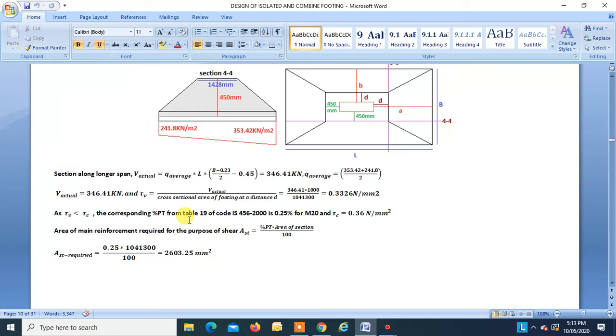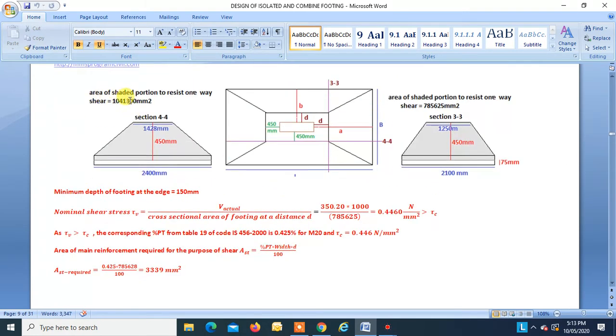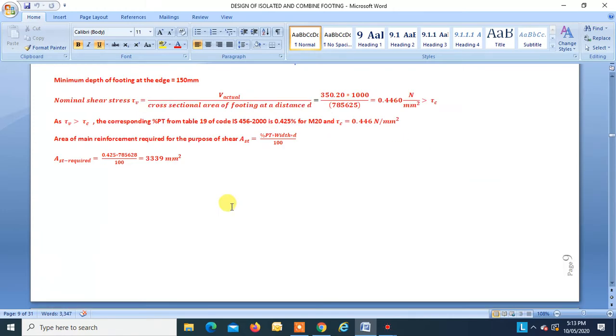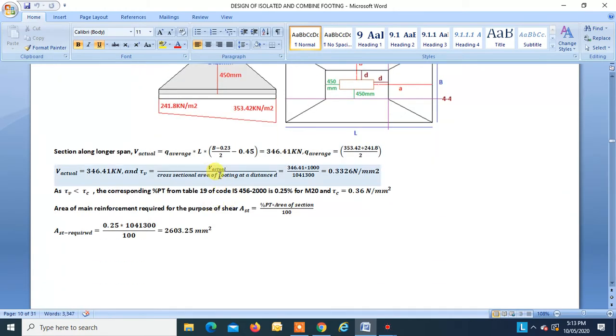Now again, following the same procedure, finding tau v is equal to V actual divided by the cross-sectional area of the footing at a distance d, which is this area. We are considering this section over here, this is section 4-4. So we get 0.3326, which is less than tau c. Tau c is 0.36. As tau v is less than tau c, it is safe.